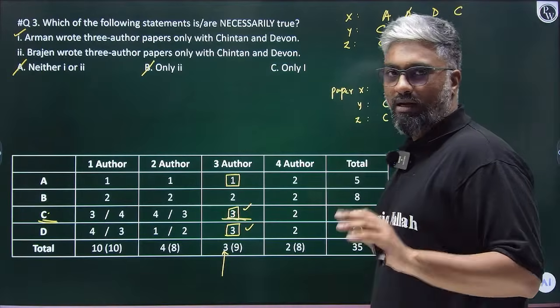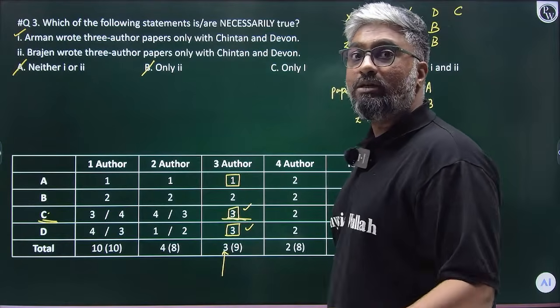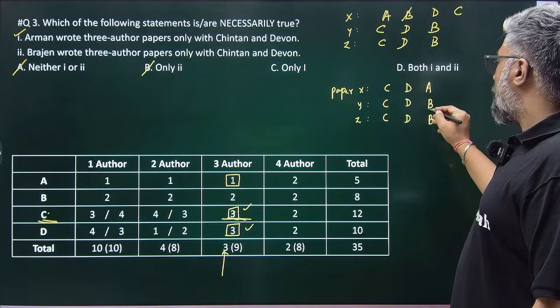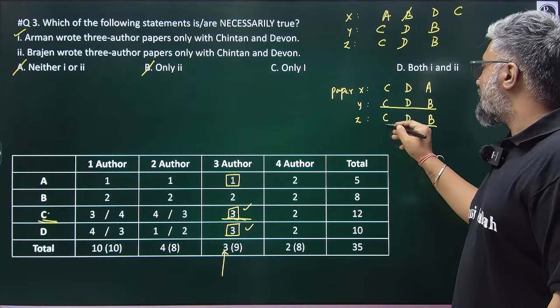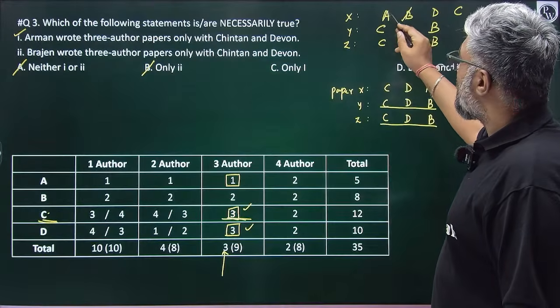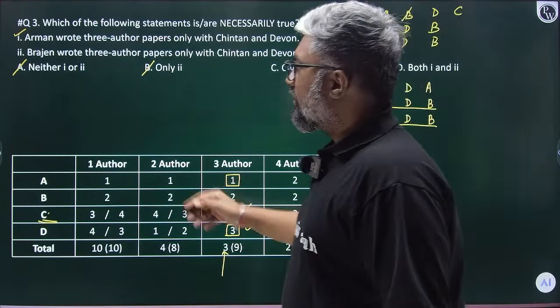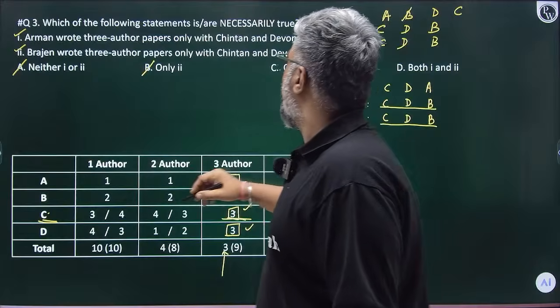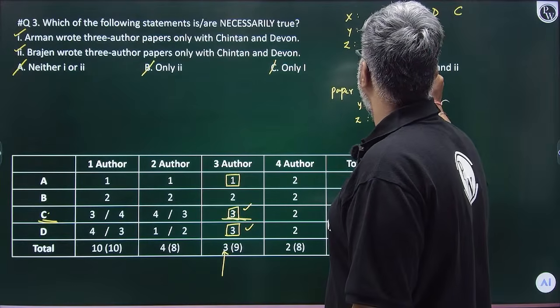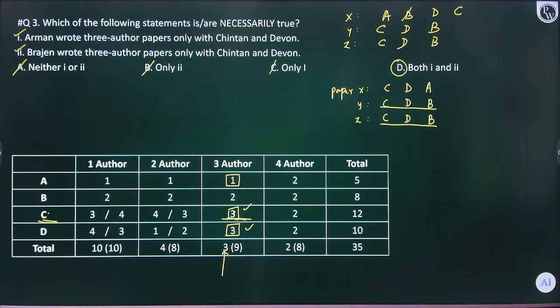Let's look at the second one now. B wrote 3-author papers only with C and D. That is also true. B's contribution in 3-author papers is along with C and D only. A and B can contribute together? No. When A and B are contributing, we are not able to satisfy the condition. This is also true, making my answer option D correct. Both 1 and 2 are true. Got it? Say yes if you understood this, guys.